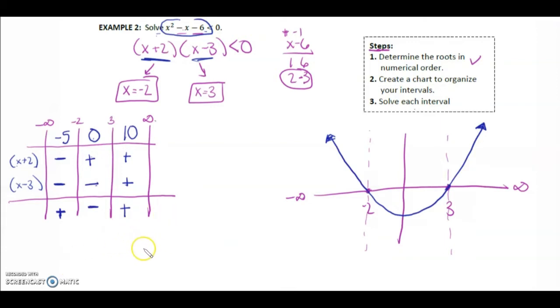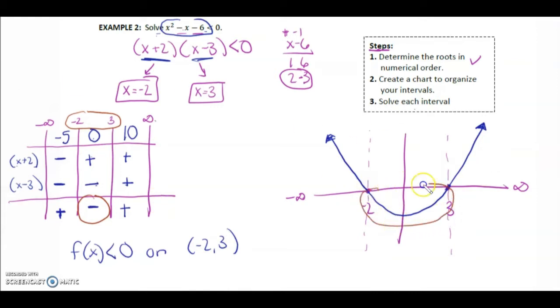There's two ways of presenting the solution. So we have f at x is less than 0 on. We can go straight to the chart and say, well, it's negative here, so that's the interval -2 to 3. Or we could go over to the graph, and if you like the visual, as long as your visual is accurate, we can also see obviously -2 to 3. And that's the solution set.